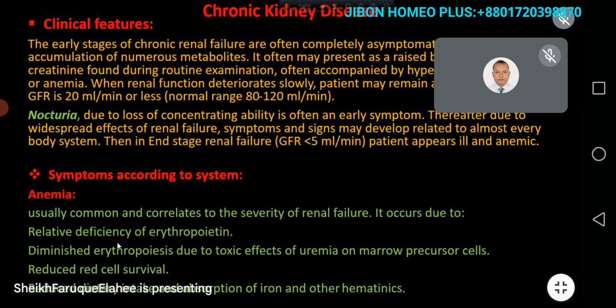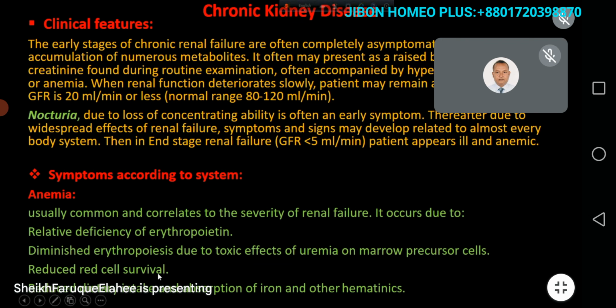Number one. Second thing, diminished erythropoiesis due to toxic effects of uremia on bone marrow. And another cause is due to uremia, because this guy has more urea in the blood, this has toxic effect on bone marrow. So it hampers bone marrow to produce blood.